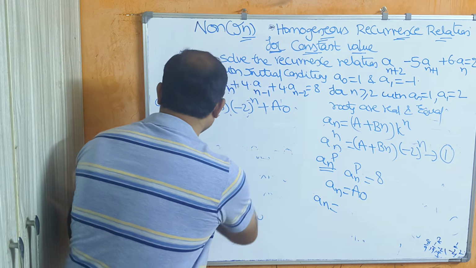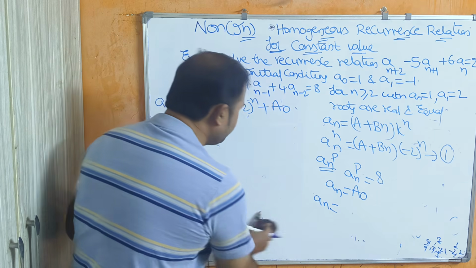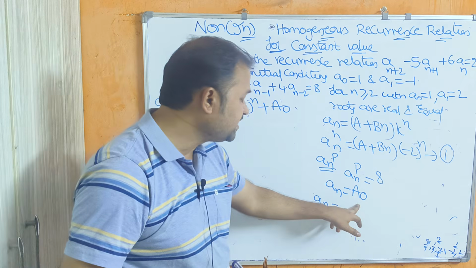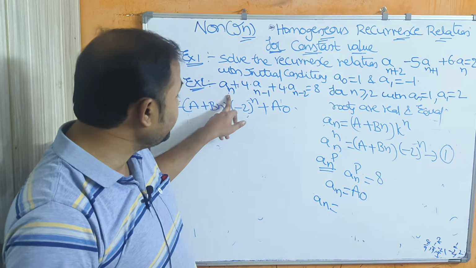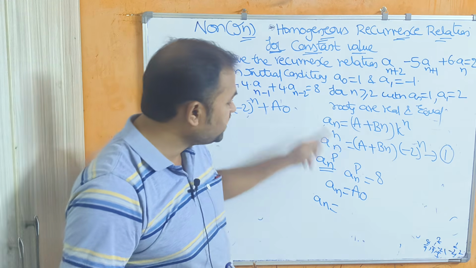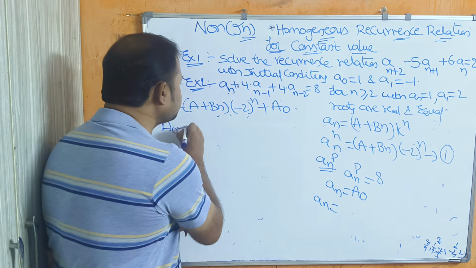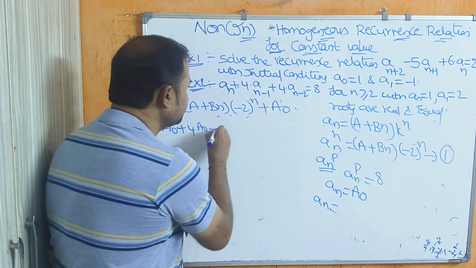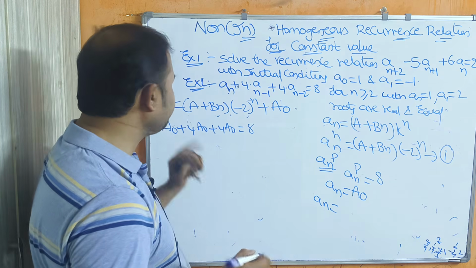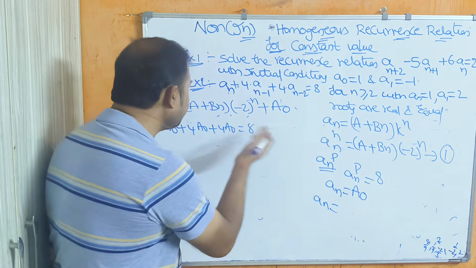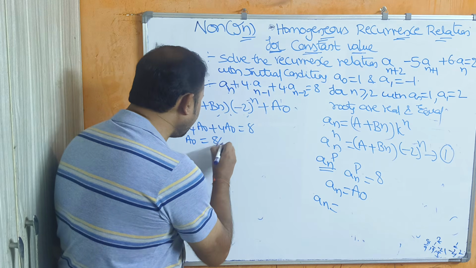So now here if it is a constant, then by default for every subscript we will get a naught only. Why? Because here in the right hand side we don't have nth term. So now an or an minus 1 or an minus 2 is nothing but a naught only. So now we can write it as a naught plus 4a naught plus 4a naught equal to 8. So 4 plus 4 means 8, 8 plus 1 means 9. So 9a naught equal to 8. So we can say that a naught equal to 8 by 9.